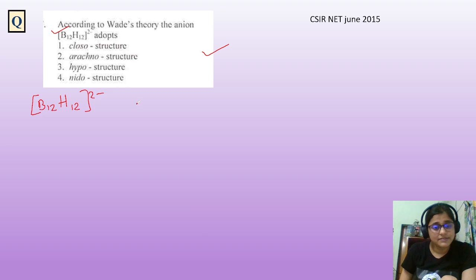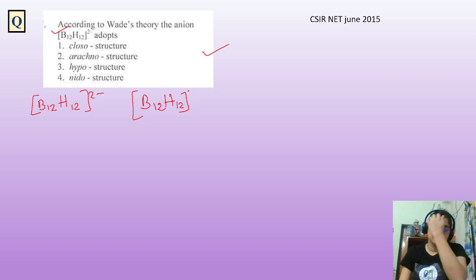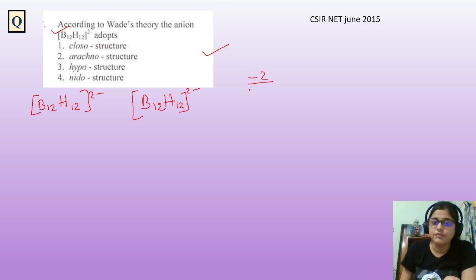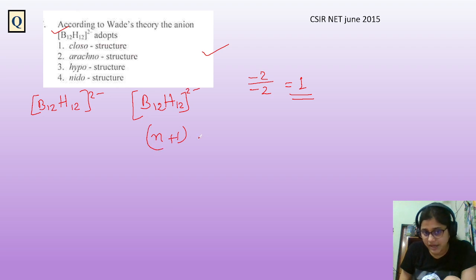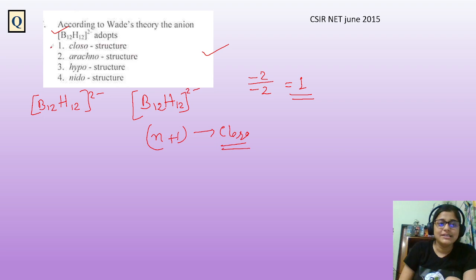So this is BnHn, with 12 B units of boron, and 12 H is also there. This is only the structure, right? And 2 minus is there only. So if we divide 2 minus by 2 minus, it is 1, and we know we can get 1 for this n plus 1, and it is closo, right? Simple. See here, and I will solve it again with TEC.